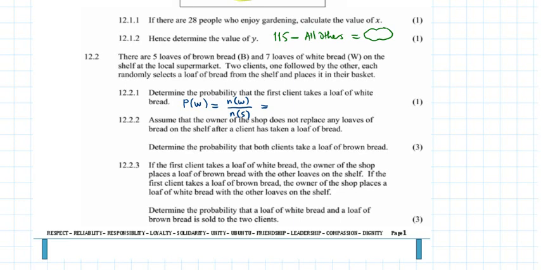So it's basically 5 brown and 7 white. That is 7 over 5 plus 7, which is 7 over 12. That's it. You can just write the answer for full marks.